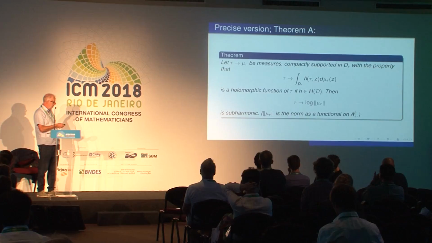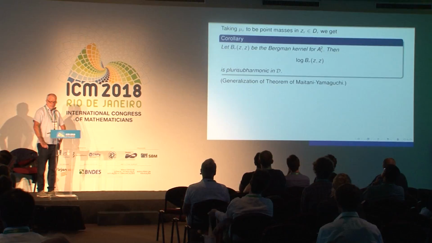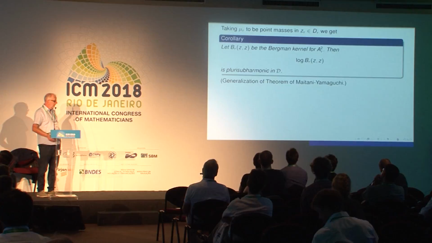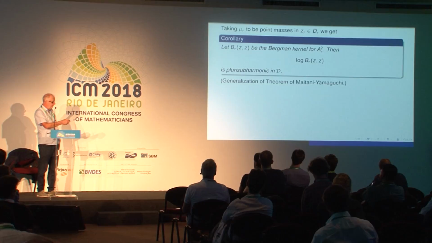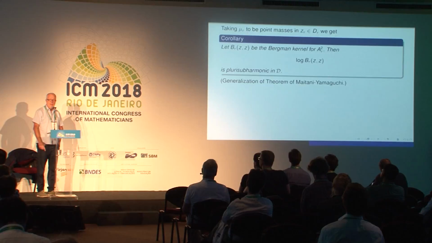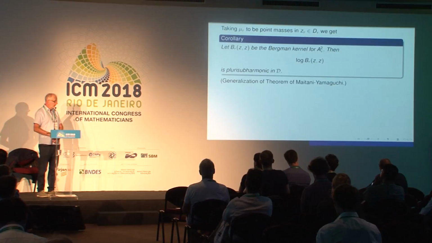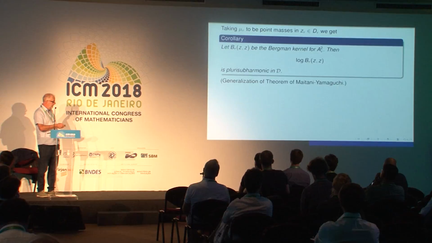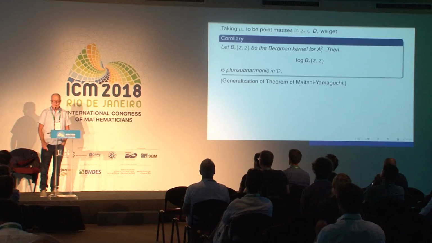And here's a consequence directly. You can take the measures there to be the point masses at various points that move in a holomorphic way. And then you get rather quickly that if you look at the Bergman kernel for each of the slices there, they will depend on the base variable tau. And then you have the Bergman kernel, the C is the fiber variable. And this function, the logarithm of the Bergman kernel, is plurisubharmonic. It depends in a plurisubharmonic way on all the variables. In particular, it's subharmonic with respect to the tau variable. So this is a generalization of a rather old theorem of Maitani and Yamaguchi, who had proved this when the dimension of the space is 1 and there is no weight function.